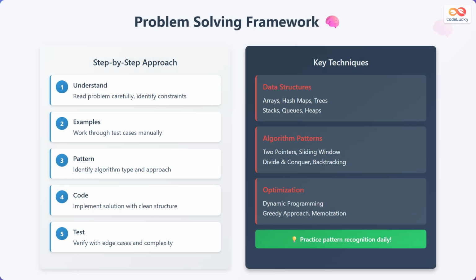Successful algorithm problem solving follows a systematic 5-step approach. Step 1. Understand the problem thoroughly by reading it carefully and identifying all constraints, edge cases, and requirements. Step 2. Work through examples manually to gain intuition about the problem structure and potential solution patterns. Step 3. Identify the appropriate algorithm patterns such as 2 pointers, sliding window, divide and conquer, or dynamic programming.